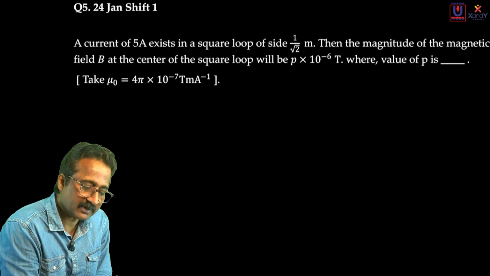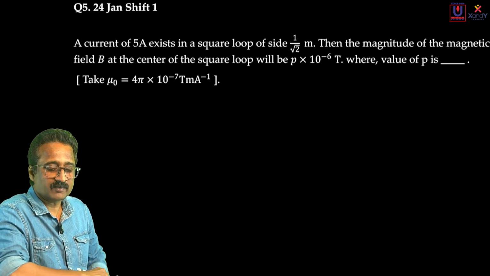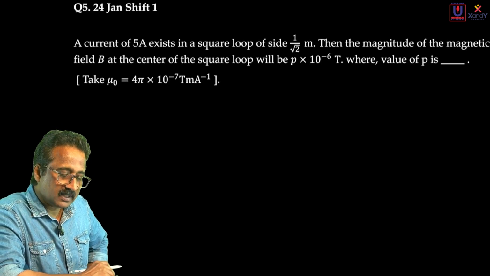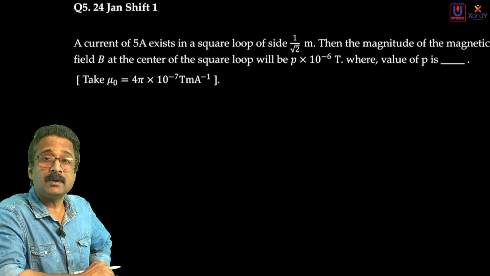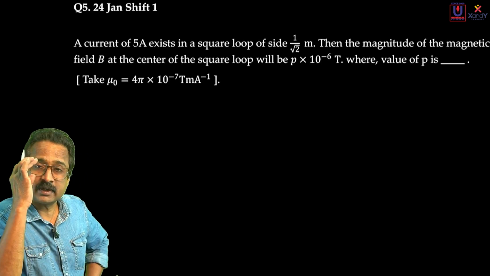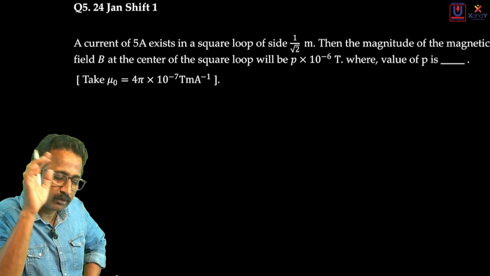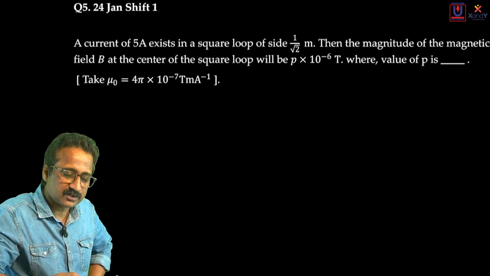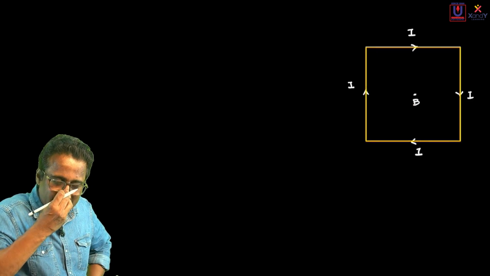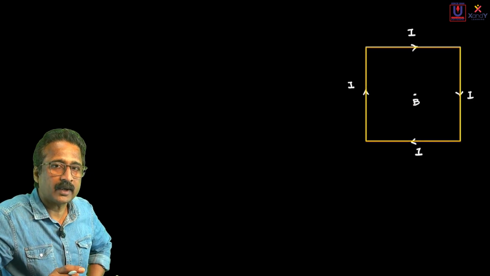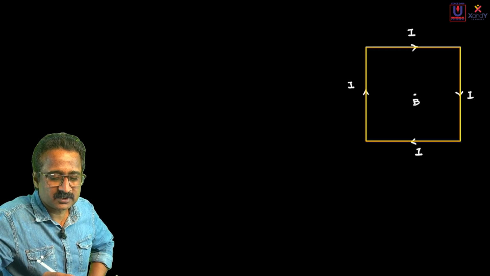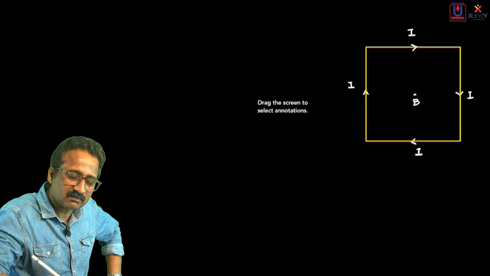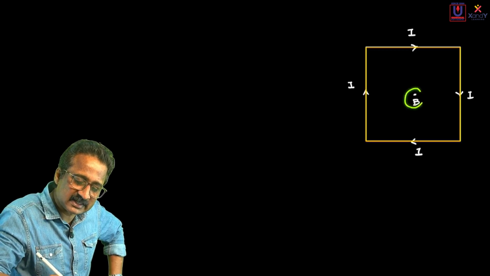A current of 5 ampere exists in a square loop of side 1 by root 2 meter. Then the magnitude of magnetic field B at the center of the square loop will be P into 10 raised to minus 6 Tesla. Then what's the value of P? Again, you have to find the numerical value of P. This is a direct question, because if a current is passed through the four sides of a square loop, certainly it produces a magnetic field all around. What is the magnetic field exactly at the center?